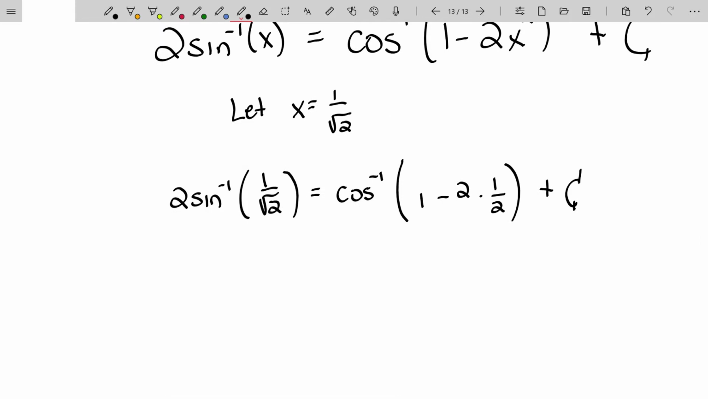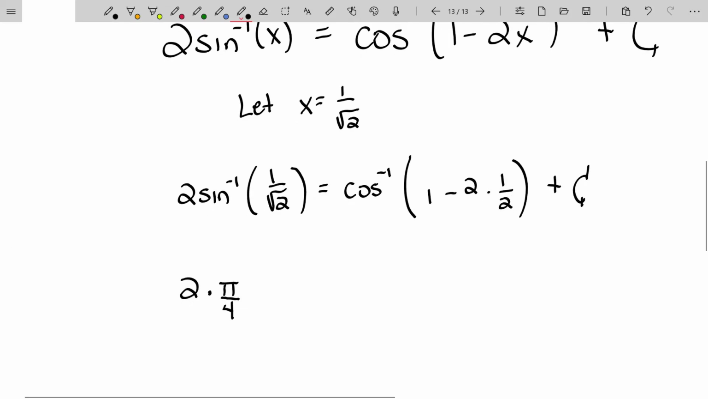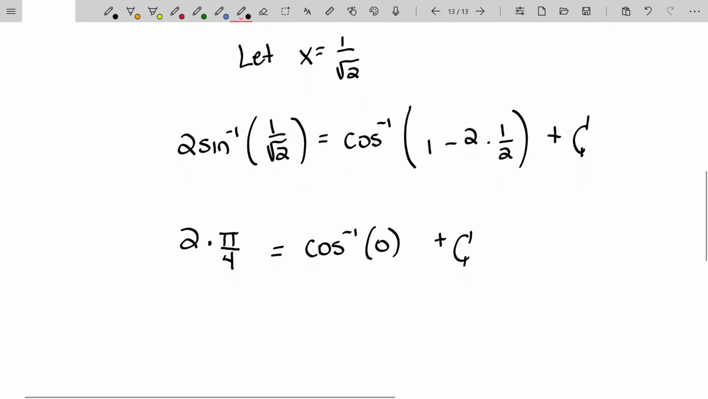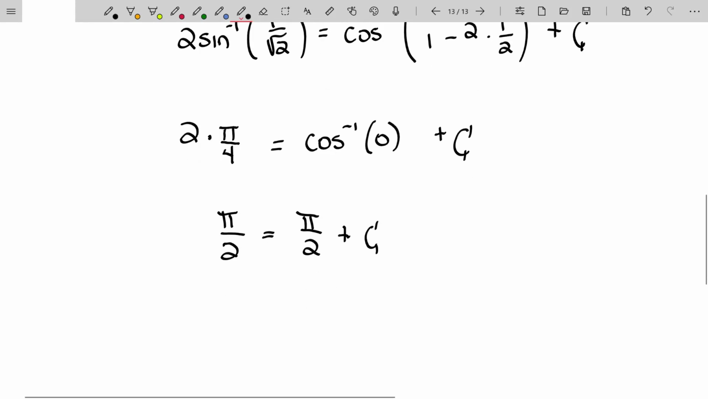All right, so far so good. Well, the sine inverse of 1 over root 2 is the same thing as asking what would you plug into the sine to get 1 over root 2? That's pi over 4. The cosine inverse, well, we're dealing with the cosine inverse of 0. The cosine inverse of 0 is pi over 2. So we get pi over 2 is equal to pi over 2 plus c. Or in other words, c is 0.